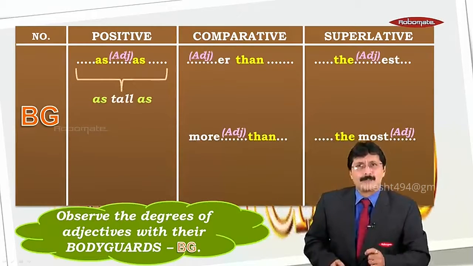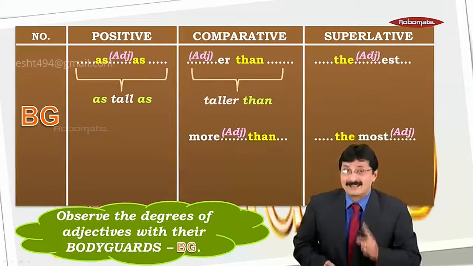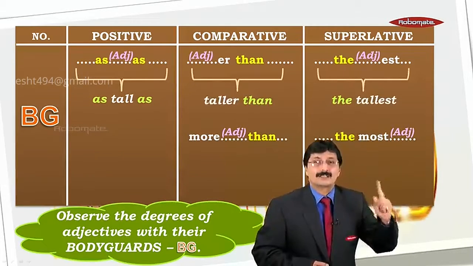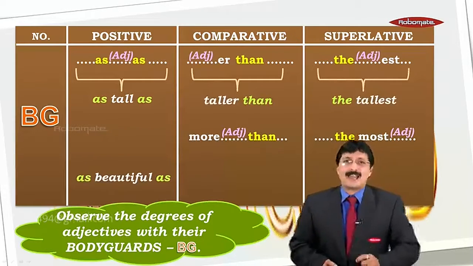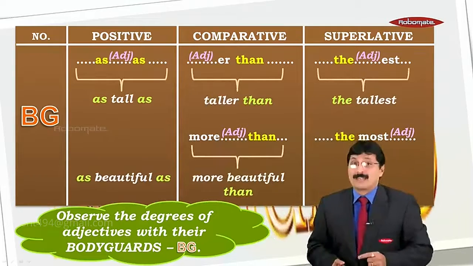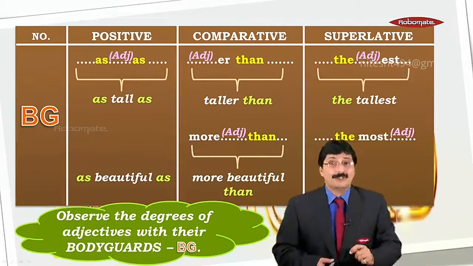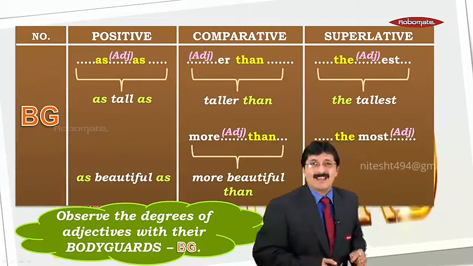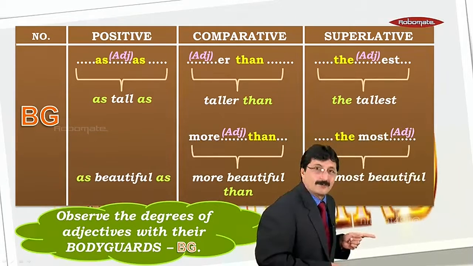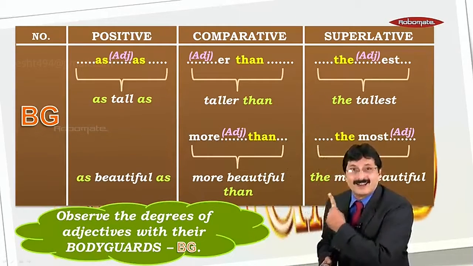Let's have a look at an example. As tall as, taller than, comparative, superlative, the tallest. Here, as beautiful as, more beautiful than, because beautiful has 3 syllables in the pronunciation. You can't say beautifuler. More beautiful than, and the most beautiful. Don't forget the word THE.